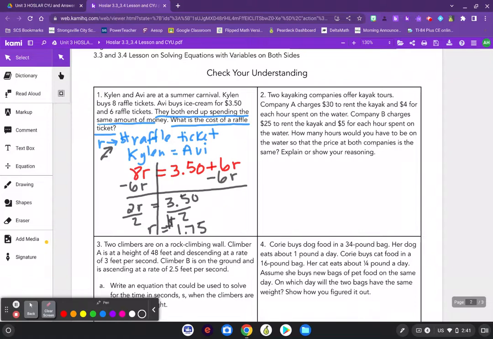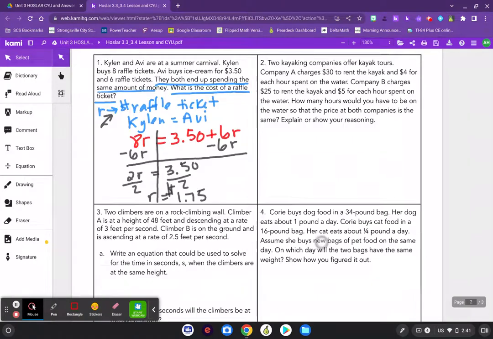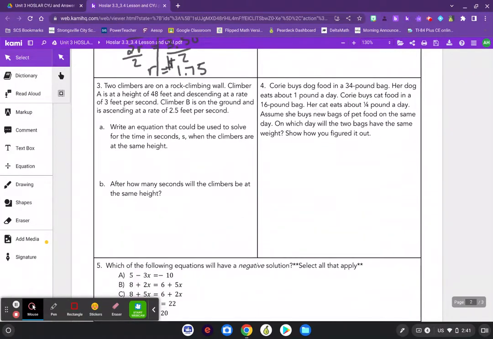Okay, I'm actually going to skip 2 and 3, and I'm going to jump over to problem 4. All right, problem 4 says Corey buys dog food in a 34-pound bag. Her dog eats about 1 pound a day. Corey buys cat food in a 16-pound bag, and her cat eats about 1/4 pound a day. Assume she buys new bags of pet food on the same day. On which day will the 2 bags have the same amount of weight?